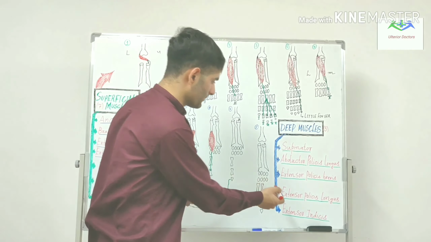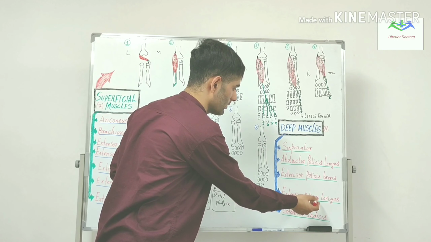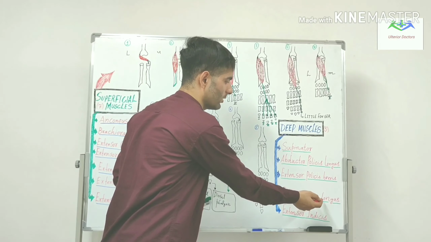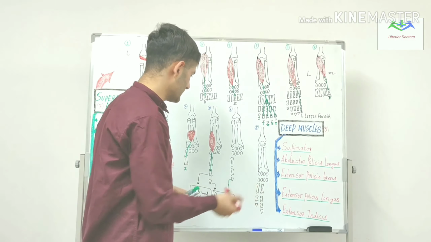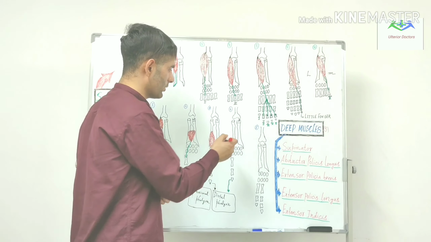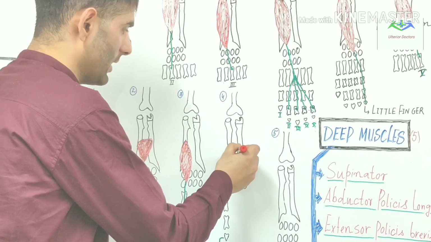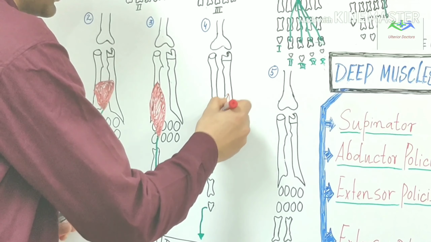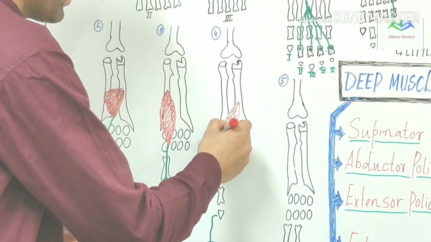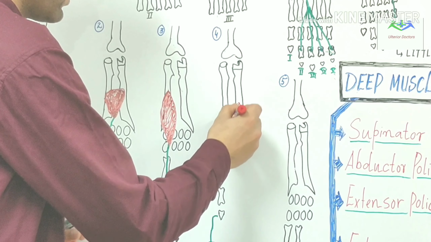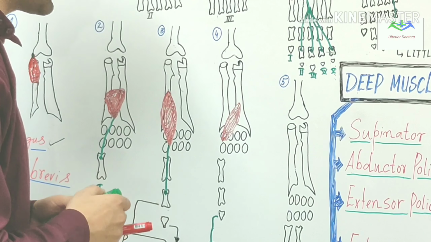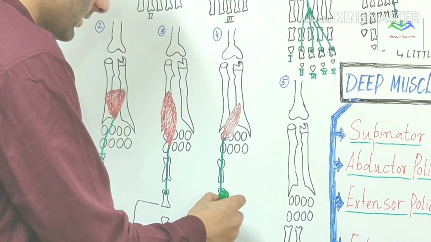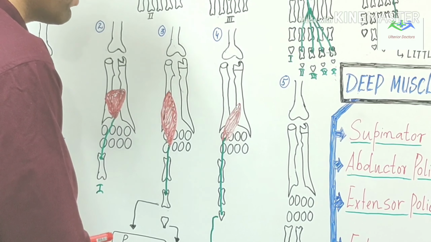The next muscle is extensor pollicis longus. Extensor means extension, pollicis means thumb, and longus, it gives the long tendon. Let's see this muscle. It originates from the posterior surface of ulna bone, like this. Here it gives the long tendon which goes down and is inserted to base of distal phalanx of thumb.